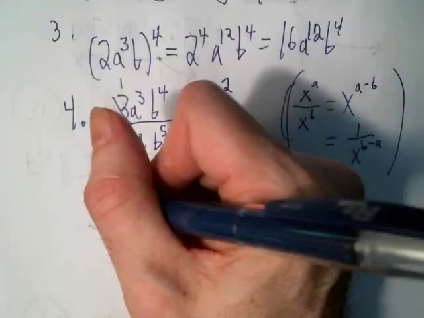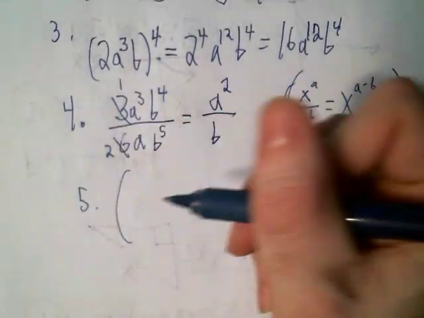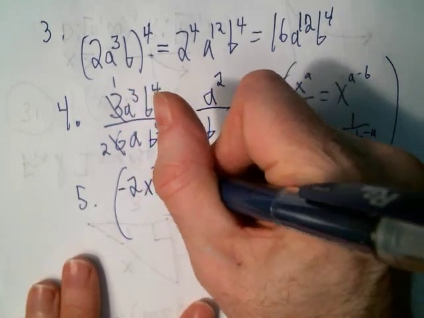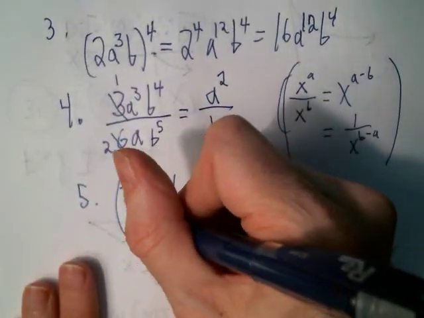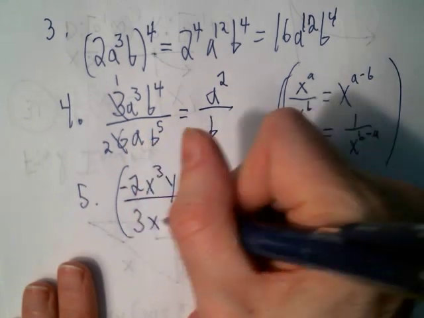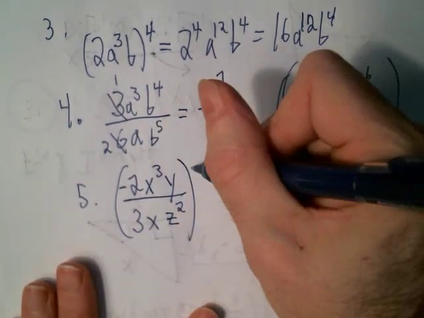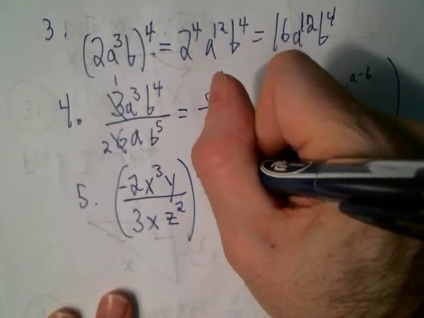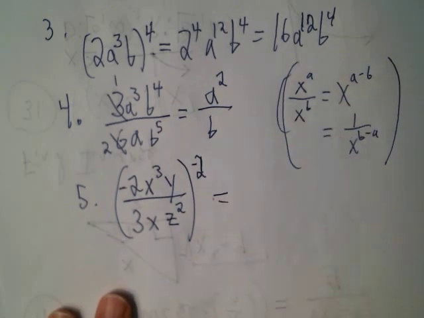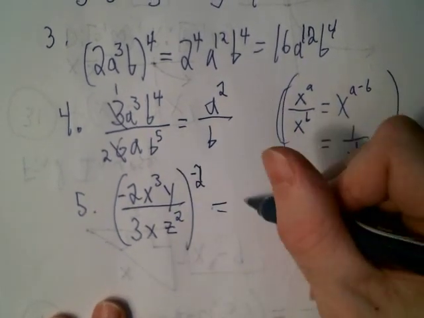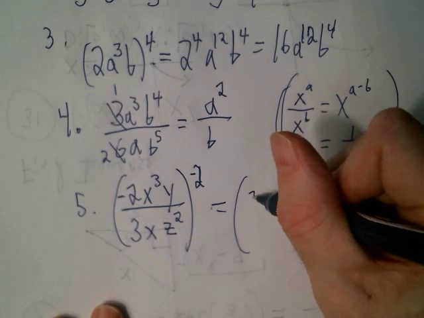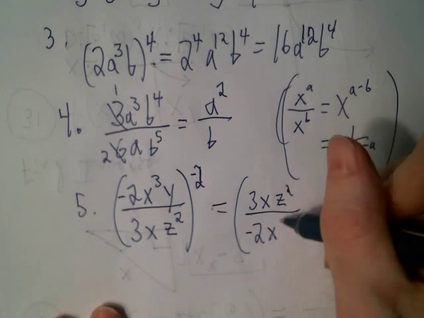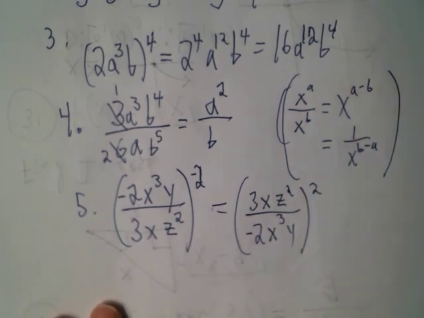Any other rules? Sure. Quotients to powers. So let's say negative 2x cubed y all over, I don't know, 3xz squared raised to the negative 1 power, right? Or let's make it more interesting, negative 2 power. So the first thing you want to probably do is get rid of that negative, so completely flip the entire thing. That's one way to go about it. 3xz squared all over negative 2x cubed y, and now it will be positive 2 on the outside.